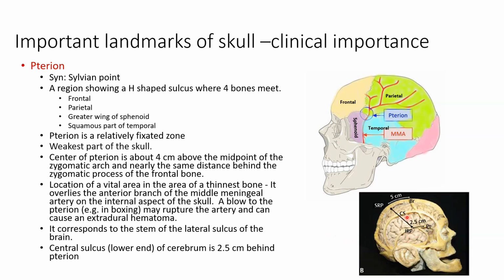The central sulcus of the cerebrum starts at the superomedial border, or it cuts the superomedial border because it extends onto the medial surface also, and it comes down to a point which is 2.5 centimeters behind the pterion. So the inferior point of the central sulcus can be marked by taking a point 2.5 centimeters behind the pterion. So that is the importance of the pterion.